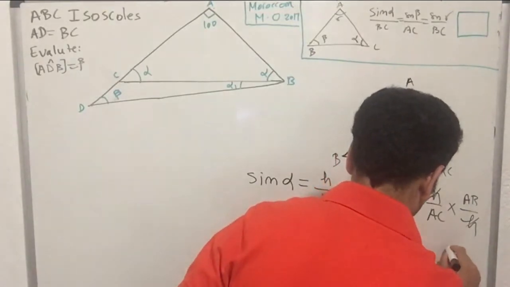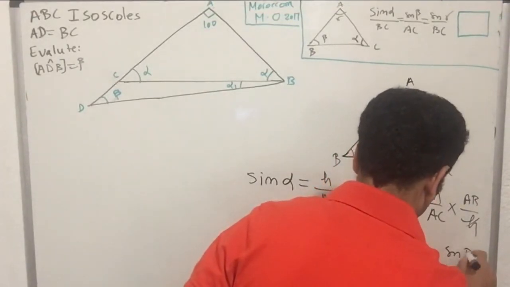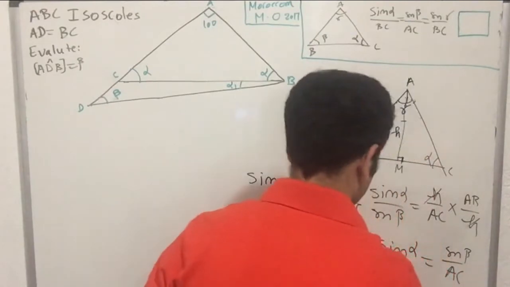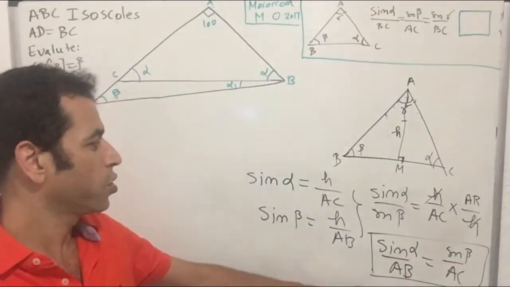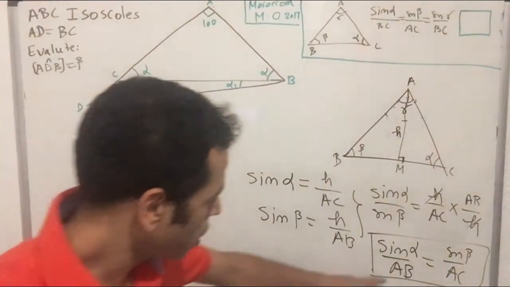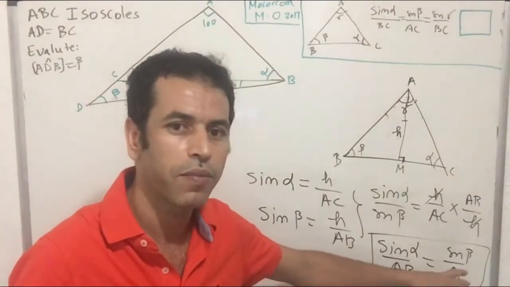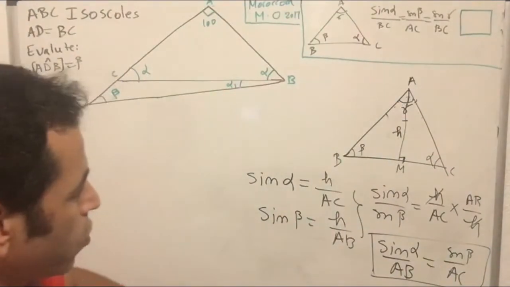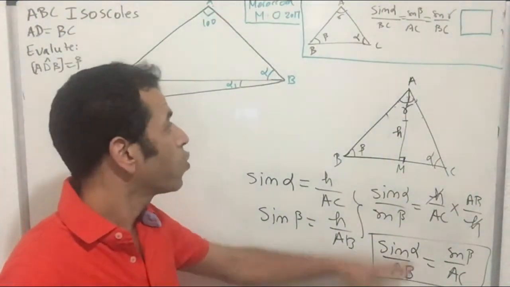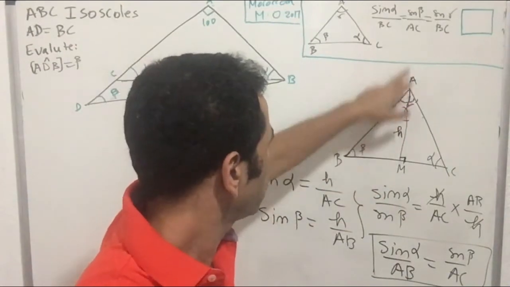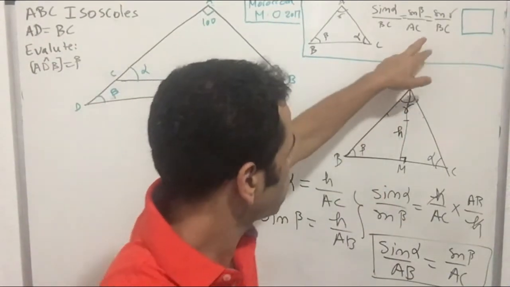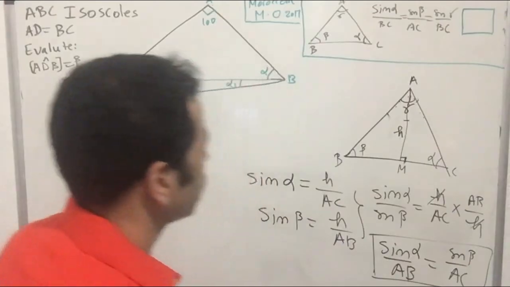Equal to sine beta over AC, okay? Now I prove the first equation, okay? So sine alpha over AB equals sine beta over AC. Now the first equation is verified. I'm moving on to the second equation, where we have the second term to prove, okay?